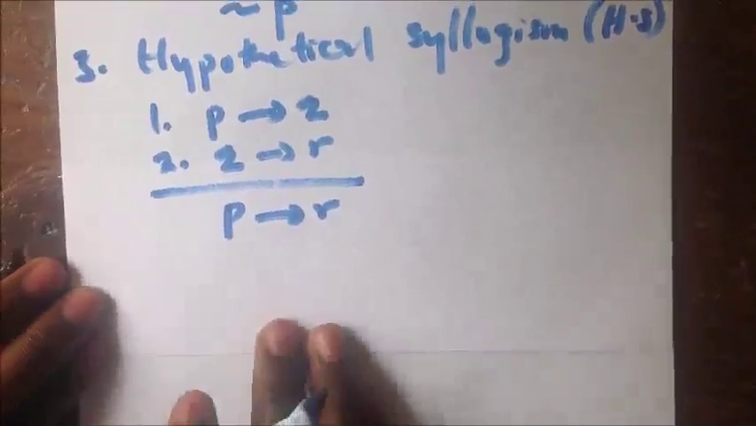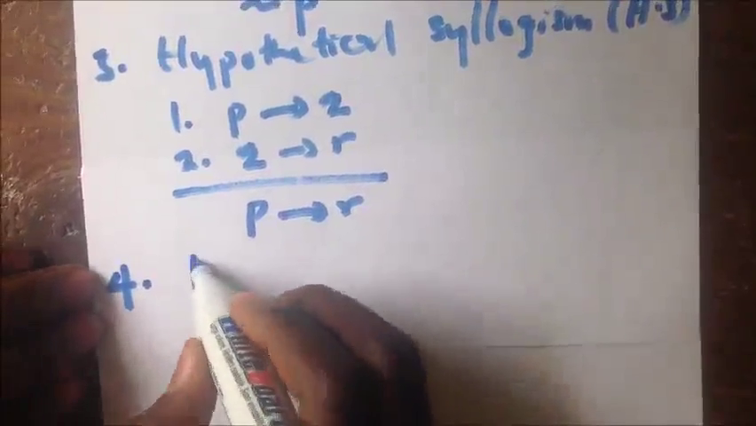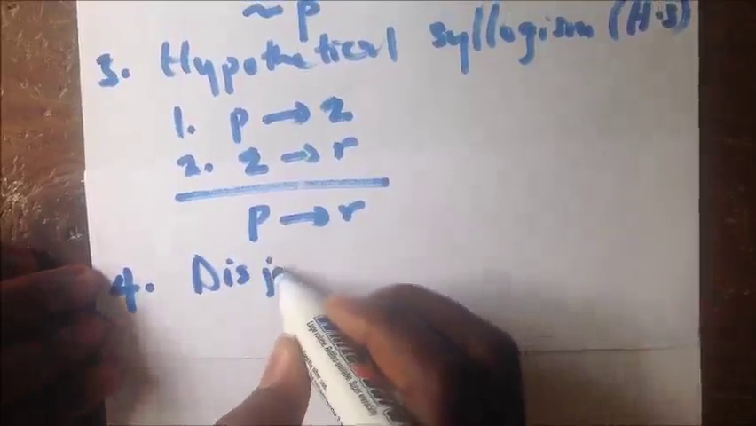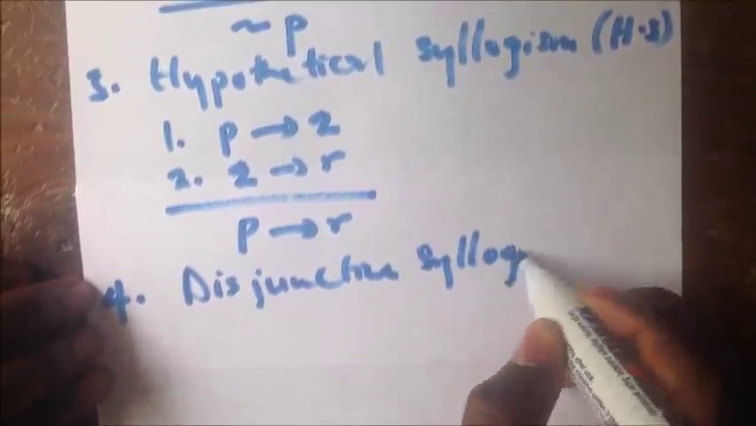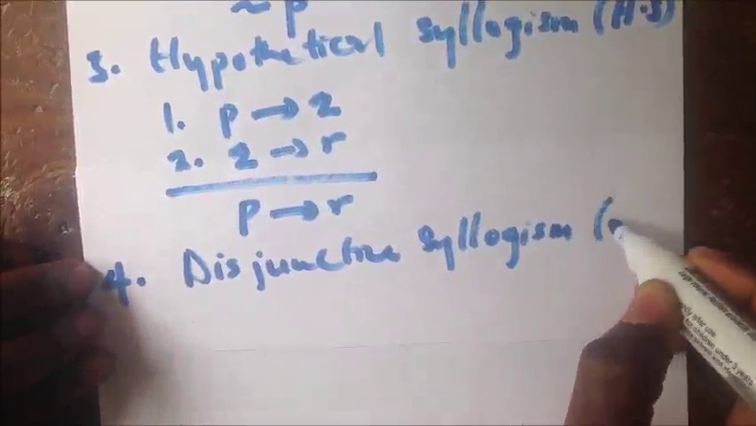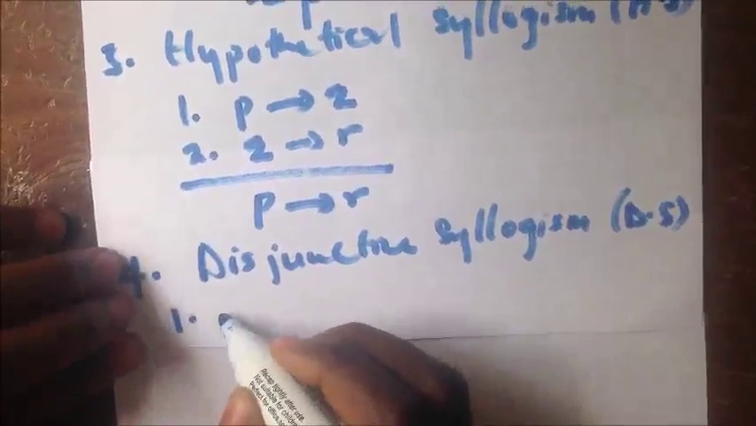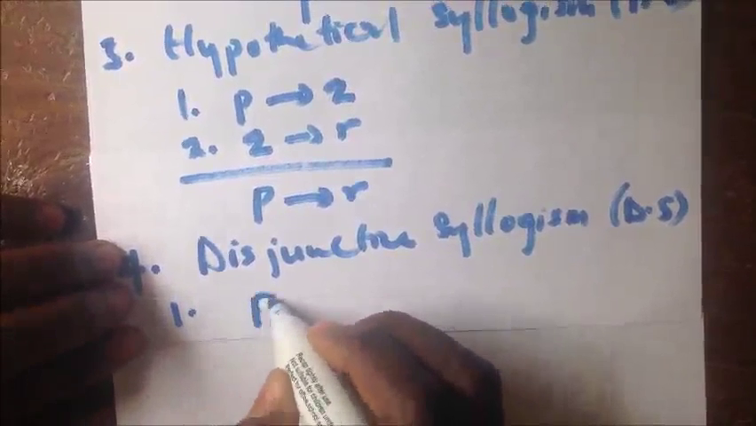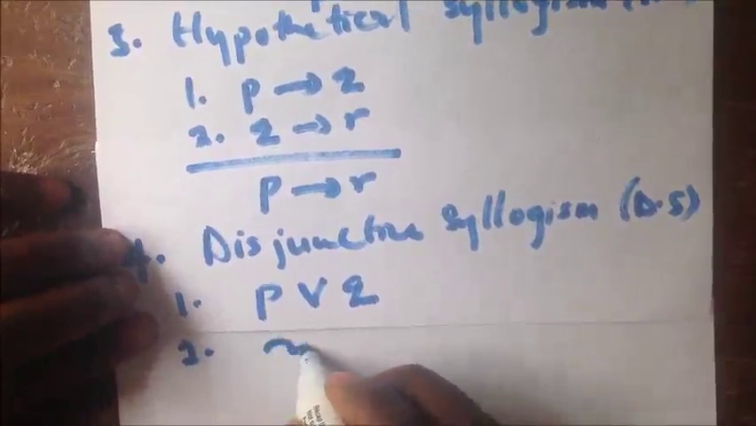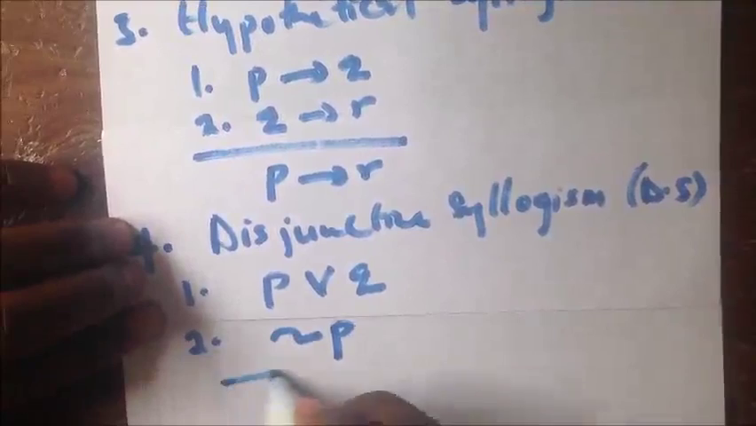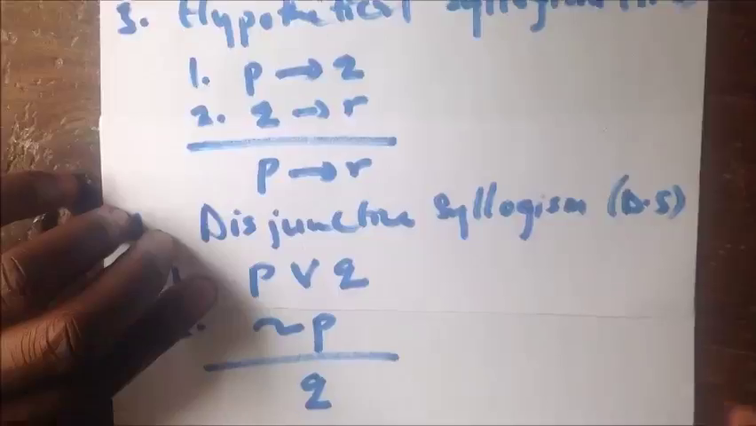Now we can take number 4, which is disjunctive syllogism, DS. This is saying that when you have a premise like P or Q, and a second premise, not P, therefore Q. This is another way of writing it.